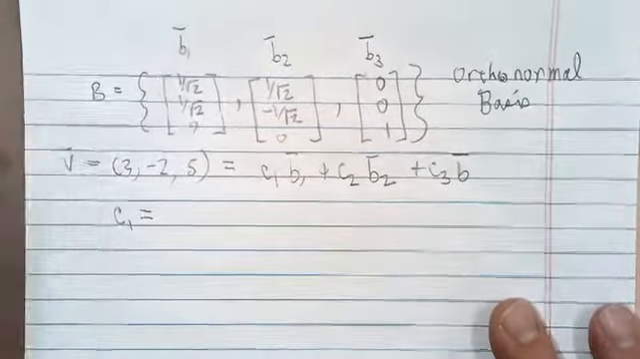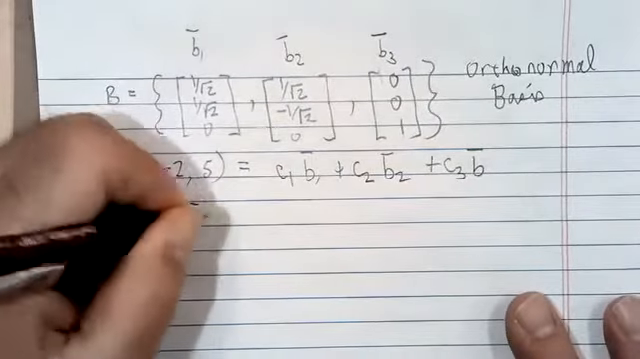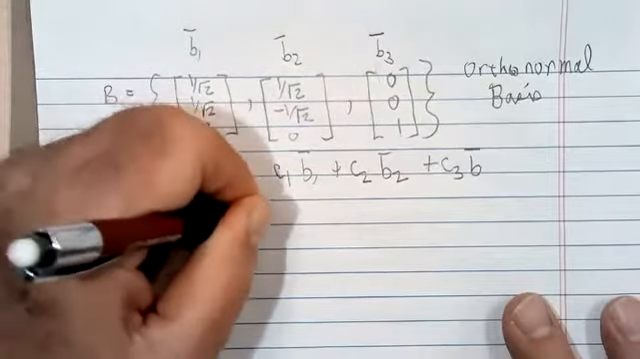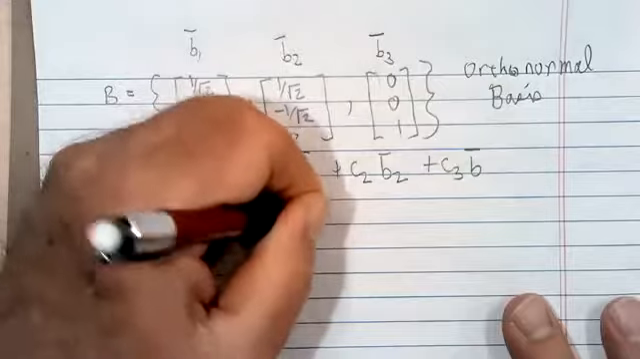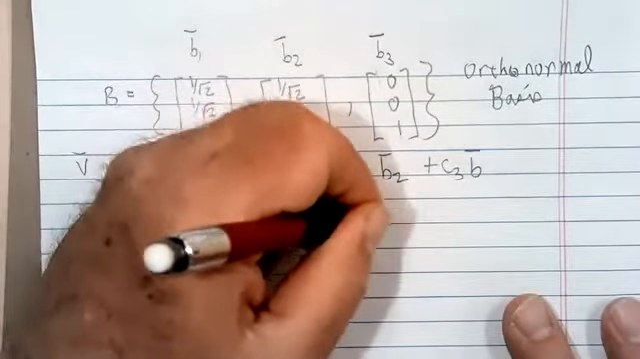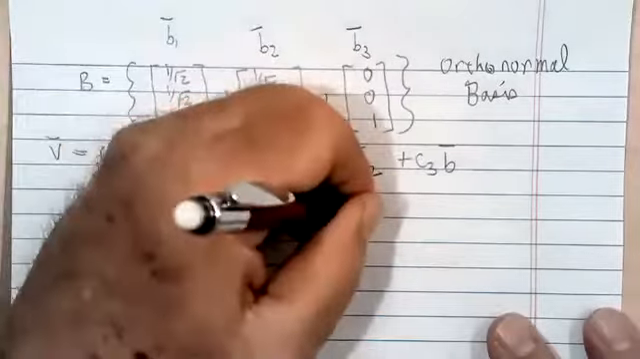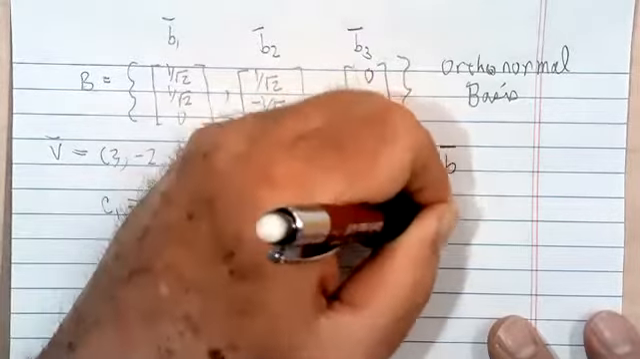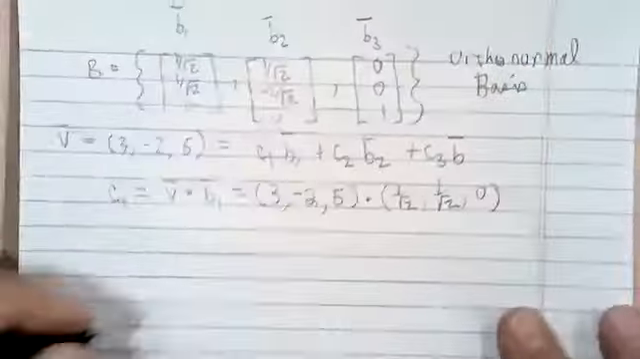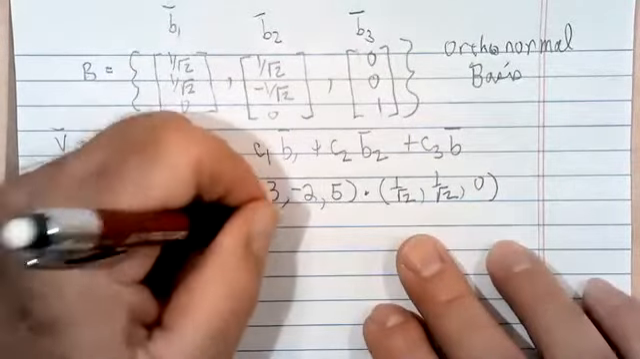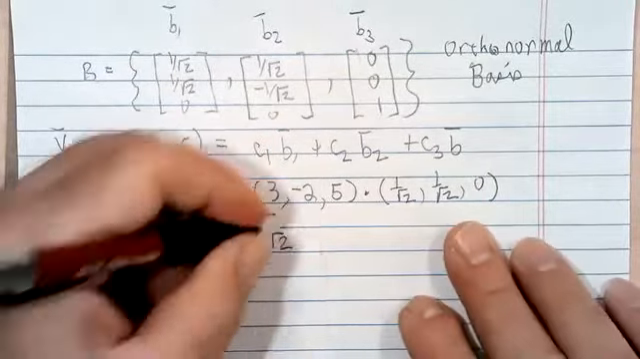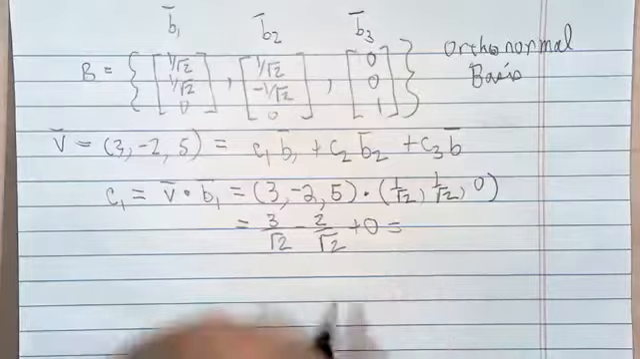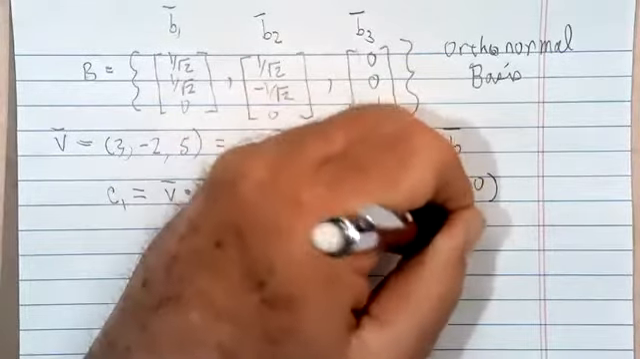Let's give this thing a name. The vector I'm trying to build, v, dotted, or inner product in general, with the first basis vector. So that's (3, -2, 5). I'm going to dot that with the first basis vector, (1/√2, 1/√2, 0). And the result is 3 over root 2 minus 2 over root 2 plus 0. So (3 - 2) times 1 over root 2 is my first constant.